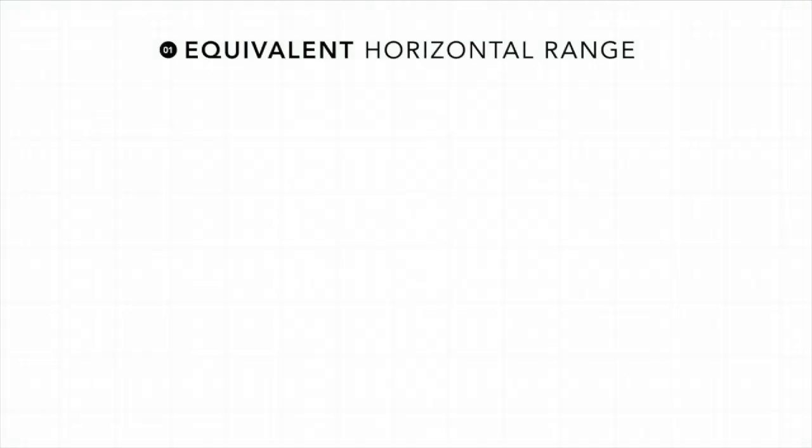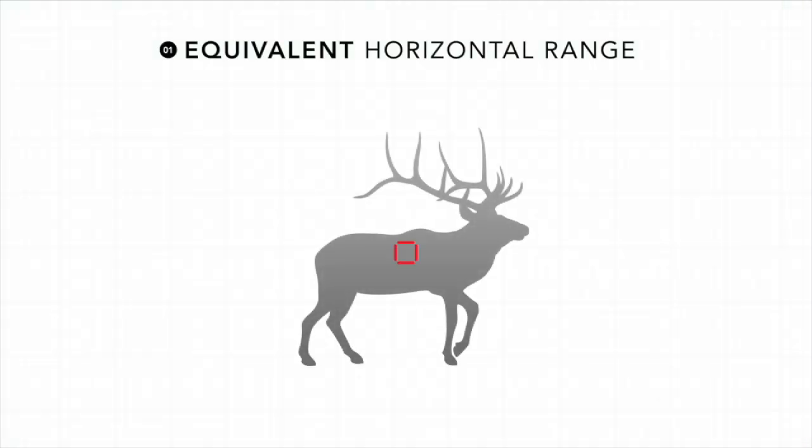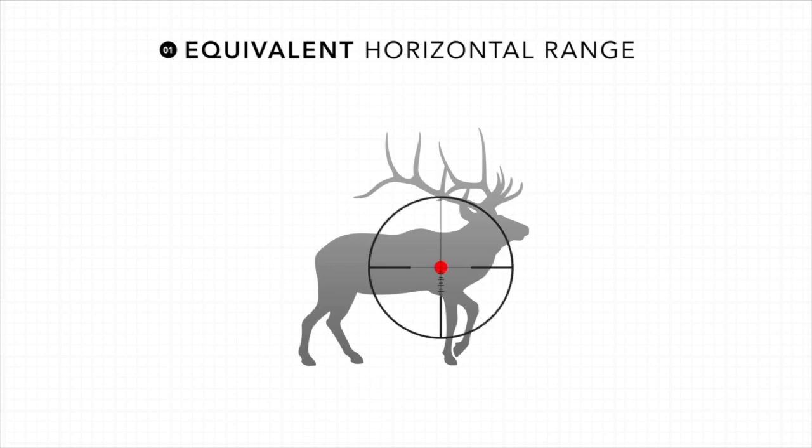The first option is equivalent horizontal range. This output first displays the line of sight distance and then the equivalent horizontal range. This reading is especially accurate if you have a scope with a ballistic drop compensation reticle.